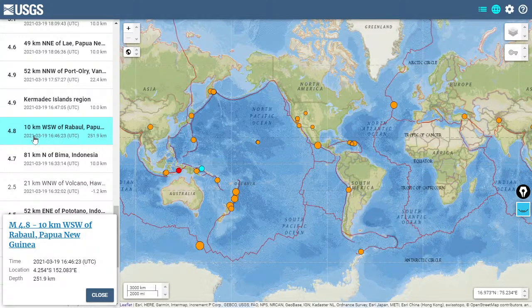Here's a 4.8 at Papua New Guinea. By the way, Mauna Loa is the world's largest volcano. Saw a deep quake at Papua New Guinea. There it is, a 4.8. It happened at 1646 yesterday.